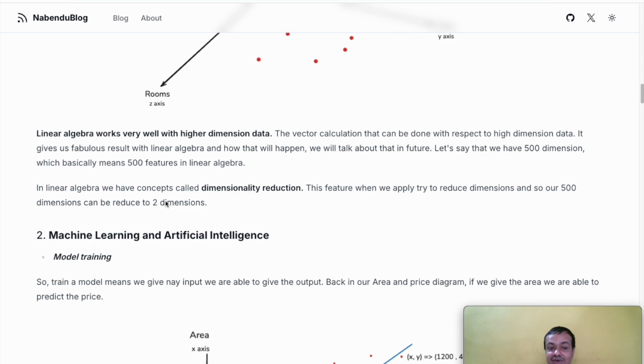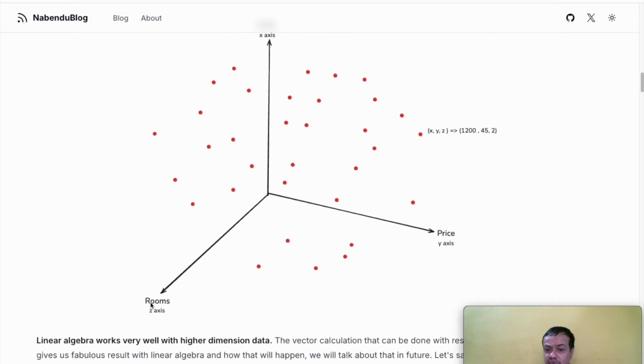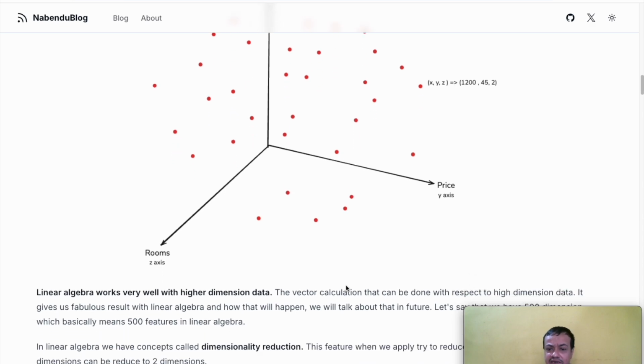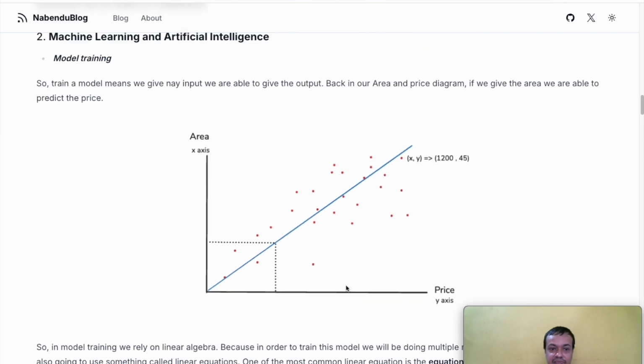In linear algebra, we have a concept called dimensionality reduction. When we apply this, we try to reduce the dimension so that our 500 dimension data can be reduced to two or three dimensions, which we humans can understand. We cannot go beyond three dimensions. So here we have three features: area, rooms, and price. We can have more features; location is also one. In bigger cities like Tier 1 cities such as Mumbai, the location will change the price. So we can have location also, but then convert it into three dimensions.